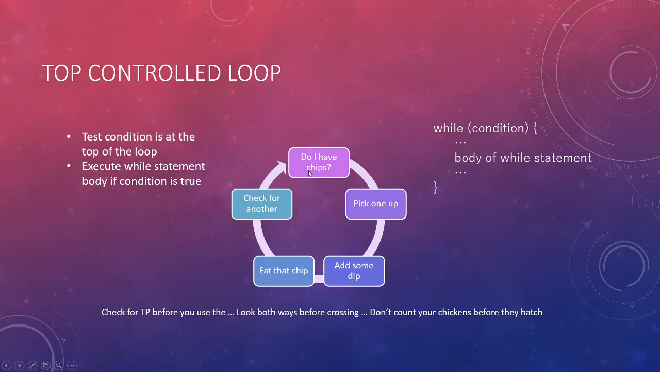My check for another will result in some sort of information that lets me answer the question again, do I have more chips? If I do, I can pick one up, add some dip, eat that chip, and check for another. So I'm going to continue executing this series of events, this sequence of code, until I run out of chips.